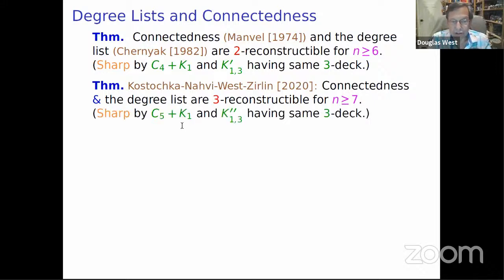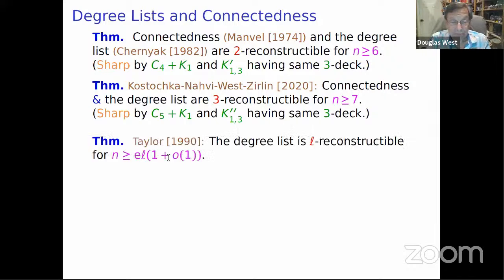This result is also sharp. If you look at a five cycle plus an isolated vertex, or the tree that you get from K13 by subdividing two edges, and this is a little ambiguous here, subdividing two edges or subdividing one edge twice. We'll see later, it doesn't matter. Those two trees have the same three deck, and they have the same three deck as this disconnected graph, which has a different degree list.